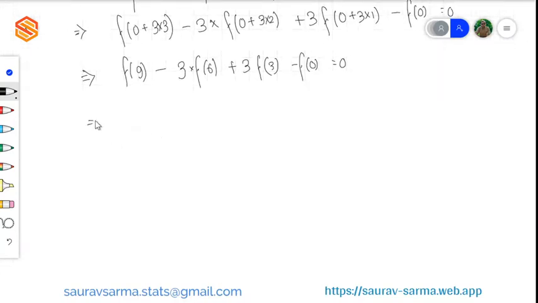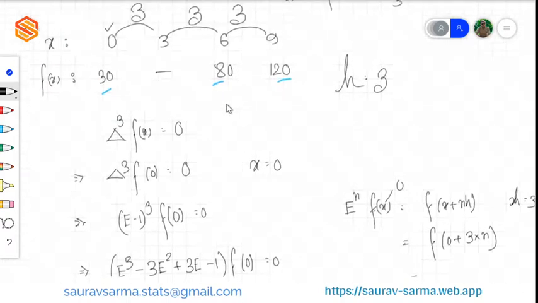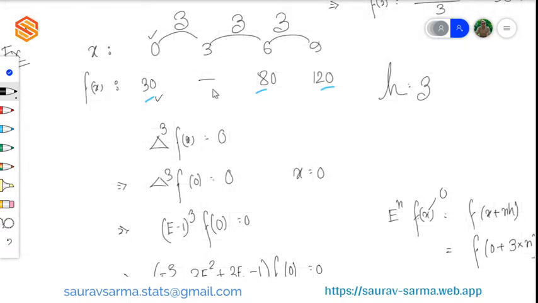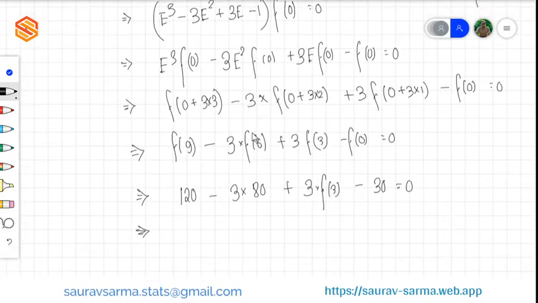And this implies, for f of 9, the value given to me is 120, minus 3 times f of 6, whose value is given as 80, plus 3 times f of 3, whose value is missing as I do not know it, and for f of 0 the value given is 30, is equal to 0. Let's rewind, is that fine? So f of 0 is 30, f of 6 is 80, f of 9 is 120, right?